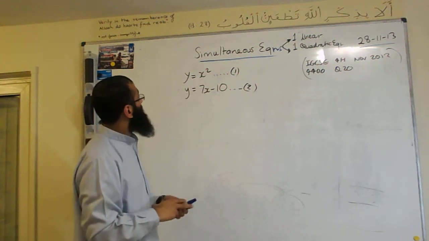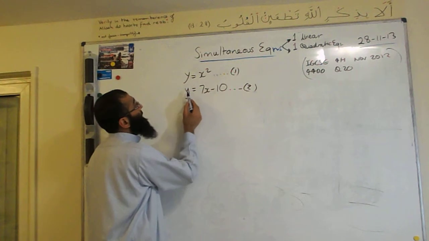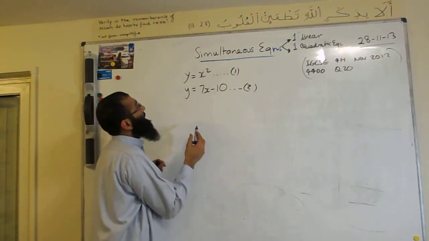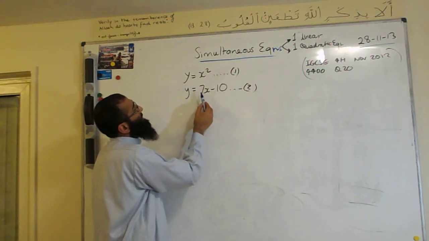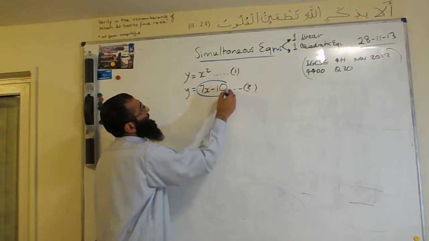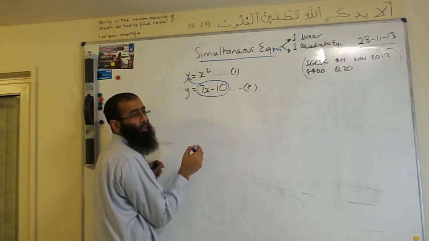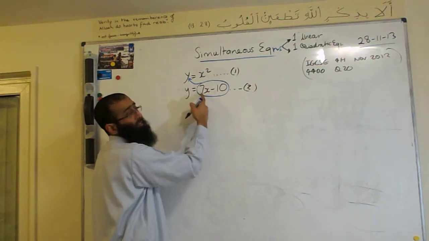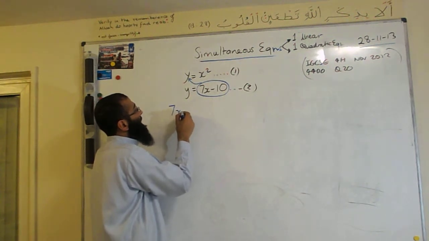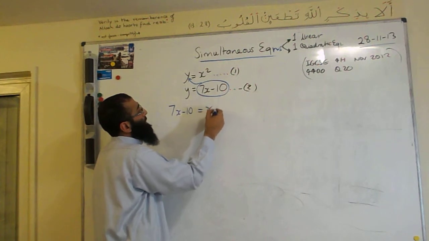So let's have a look. So here we have y is equal to x squared, and here we have y is equal to 7x minus 10. Okay, so y is equal to 7x minus 10. Wherever we see this, we can put it into where we see the y. Okay, so the y takes the value of 7x minus 10. If you rewrite it again, now we have on this side 7x minus 10, copy down the x squared.